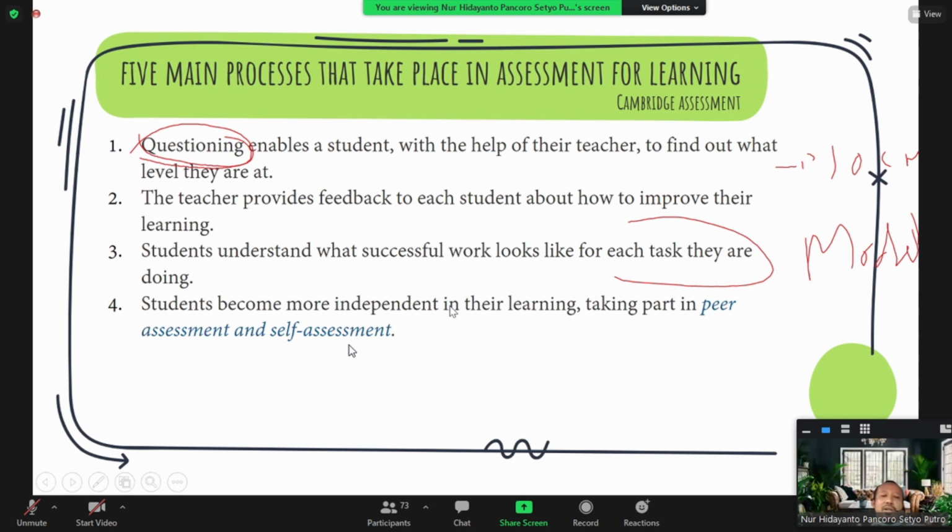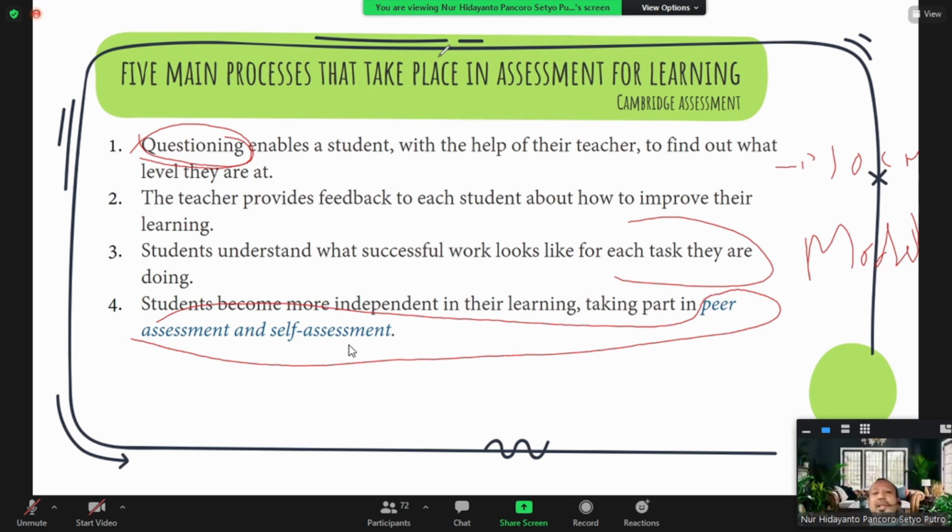And then the next one, students more independent in their learning, taking part in peer assessment and self-assessment. Yes, this is another keyword in assessment for learning. We are talking about peer assessment and self-assessment. So, Bapak Ibu, from now on, let us remember together that in assessing our students, we also need to involve our students, their peers, to help them grow together, to improve themselves together, so that they can perform better than now.